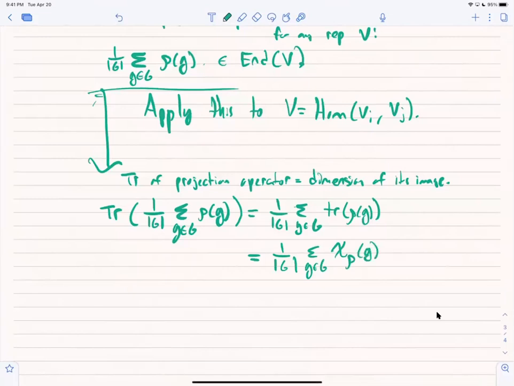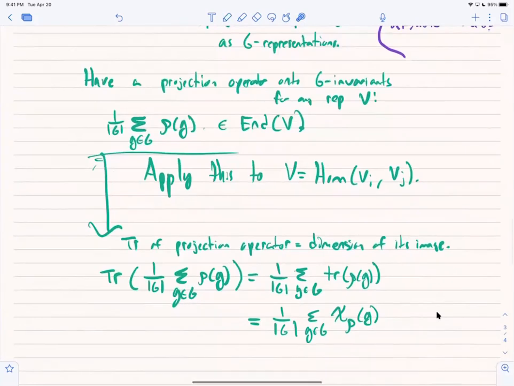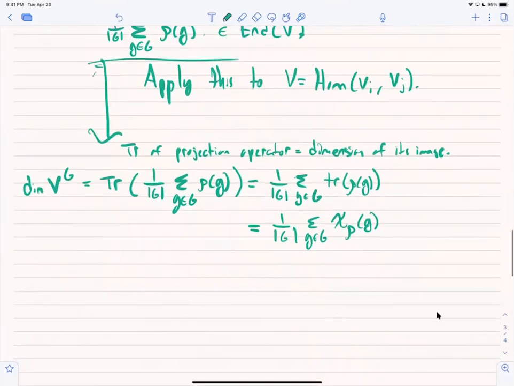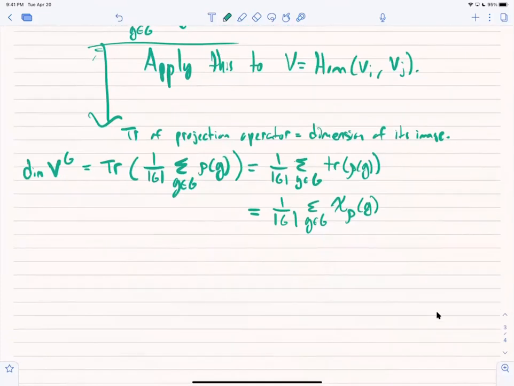Okay, so this is starting to look pretty good. That's how you compute the trace just by expanding out. But on the other hand, we know that this is the dimension of the image because it's a projection operator, and the image is the G invariants. So this is the dimension of V^G. This is for an arbitrary V. Now let me plug in V equal to Hom(Vi, Vj), which I can also write as Vi dual tensor Vj.